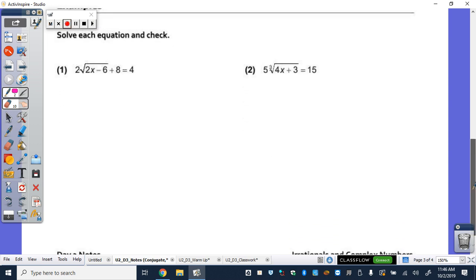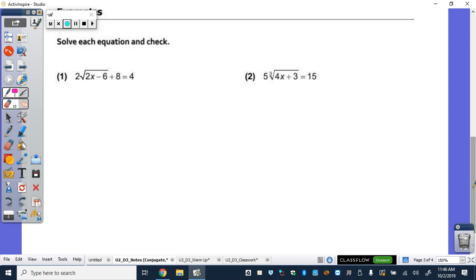So let's take a look at example number 1. My radical is not isolated yet. It's got that plus 8 there, and it's got that 2 out in front of it, so we need to get rid of those first. So I'm going to subtract my 8 first. So when I do, I get a negative 4 over there on my right side. And then how do we get rid of that 2 in front of that radical? Divide. So I get the square root of 2x minus 6 equals negative 2. Now my radical is isolated.